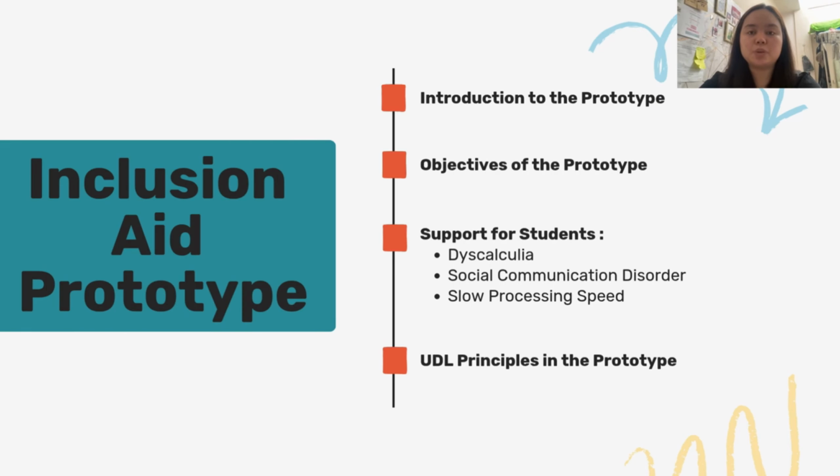Now is part C, which is inclusion and prototype. There are 4 parts in part C, which is introduction to the prototype, objective of the prototype, support for students, and the last one is UDL principles in the prototype.